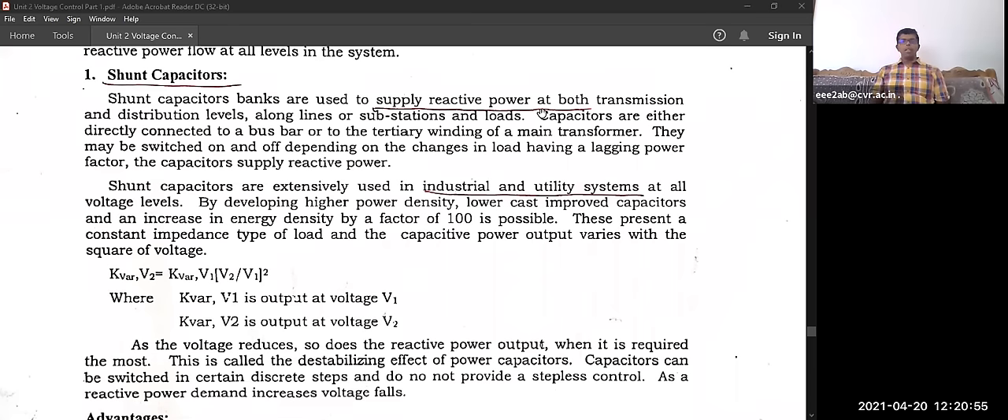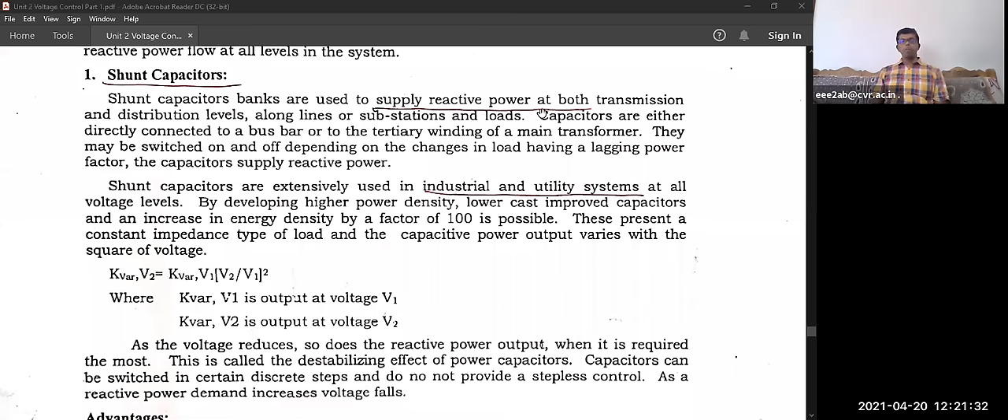So in that scenario, you will find one particular room. In that room, shunt capacitor banks are connected in a series, so that they will supply the reactive power. Sometimes you have to maintain the power factor constant. If they just switch in these shunt capacitor banks, automatically your power factor will also be maintained.